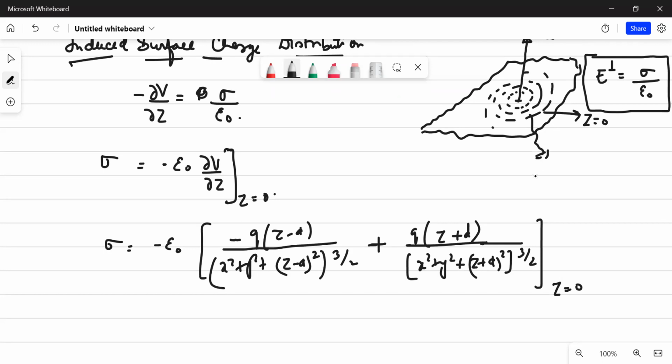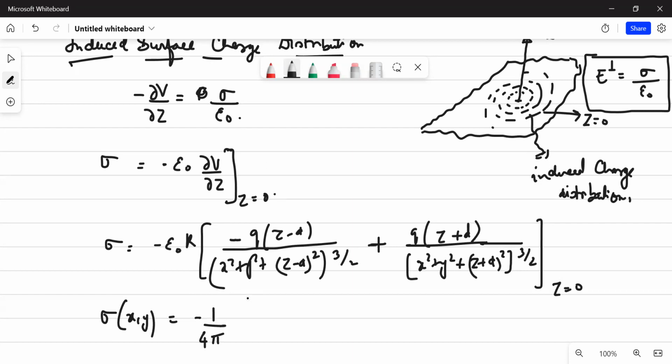So the induced charge distribution would eventually be a function of x comma y, because z becomes 0, and it is equal to what? I think I've forgotten k also, so k q upon that. So this will be minus 1 upon 4 pi, and this is minus qz, this is plus qd, this is 2 times qd divided by x square plus y square plus d square to the power 3 by 2.